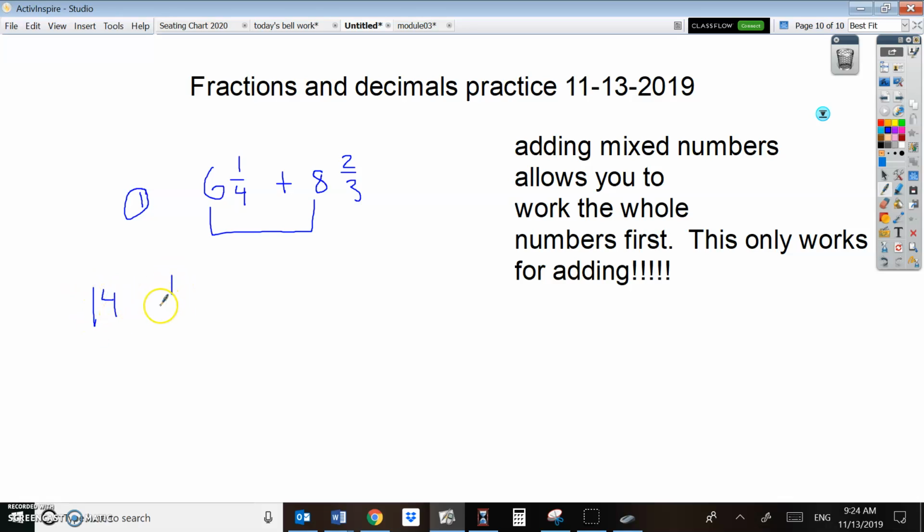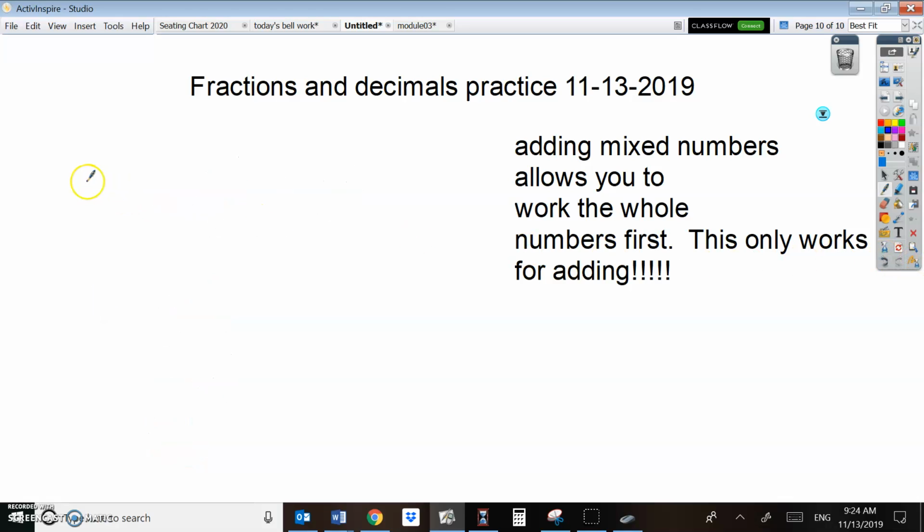And then let's add 1/4 plus 2/3. We need a common denominator. The least common multiple of 3 and 4 is 12. 3 times 1 is 3. 4 times 2 is 8. 8 plus 3 is 11. So it's 14 and 11 over 12.